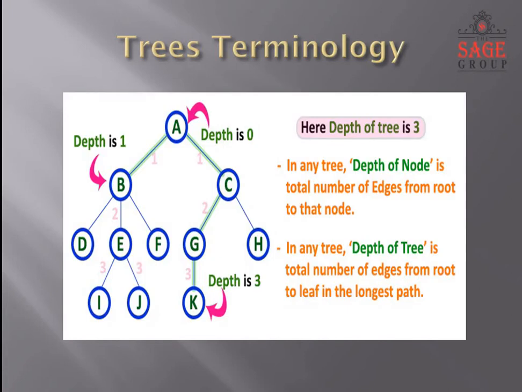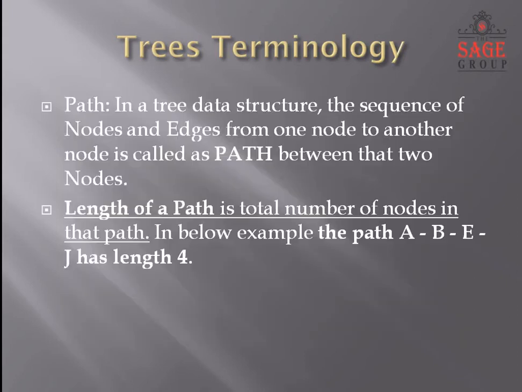So, let us see what is the depth of the tree. Here you can see that A is the root node and the leaf nodes are I, J and K. If I measure the depth of any leaf node from the root node, then you will see that the depth of K is 3, I is also 3 and J is also 3. So, 3 is the depth of the entire tree. This is how we measure the height and depth of a tree.